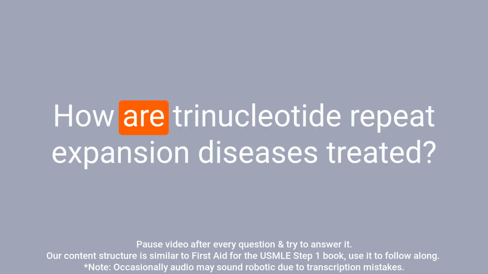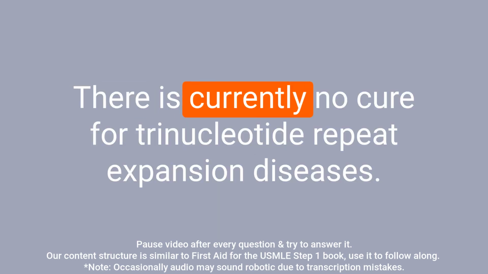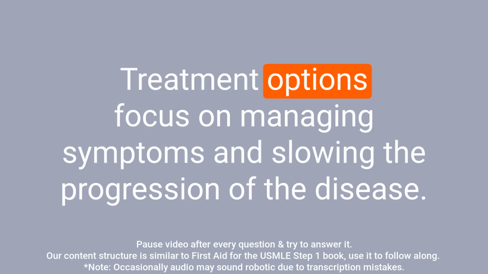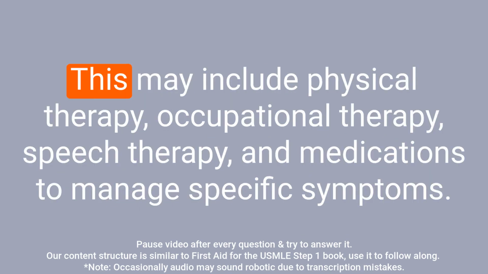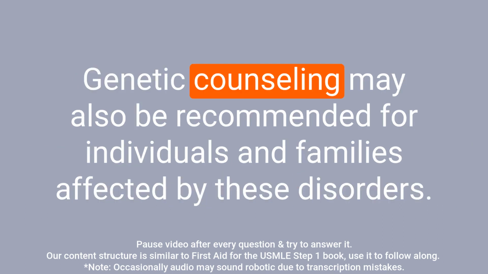Question: How are trinucleotide repeat expansion diseases treated? Answer: There is currently no cure for trinucleotide repeat expansion diseases. Treatment options focus on managing symptoms and slowing the progression of the disease. This may include physical therapy, occupational therapy, speech therapy, and medications to manage specific symptoms. Genetic counseling may also be recommended for individuals and families affected by these disorders.